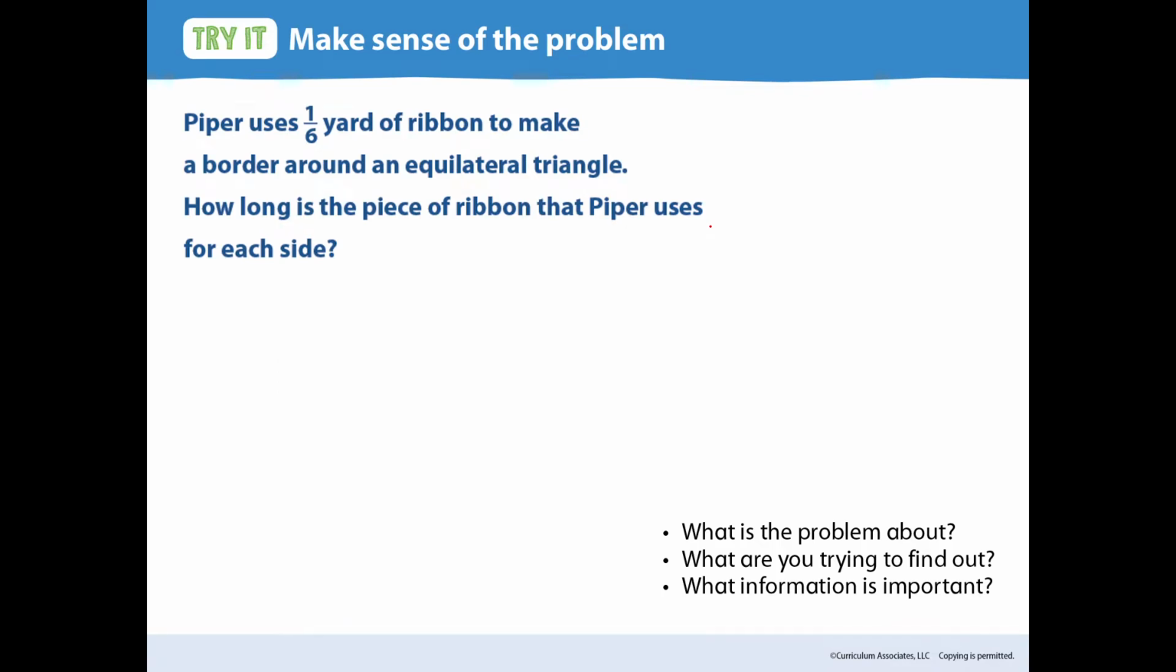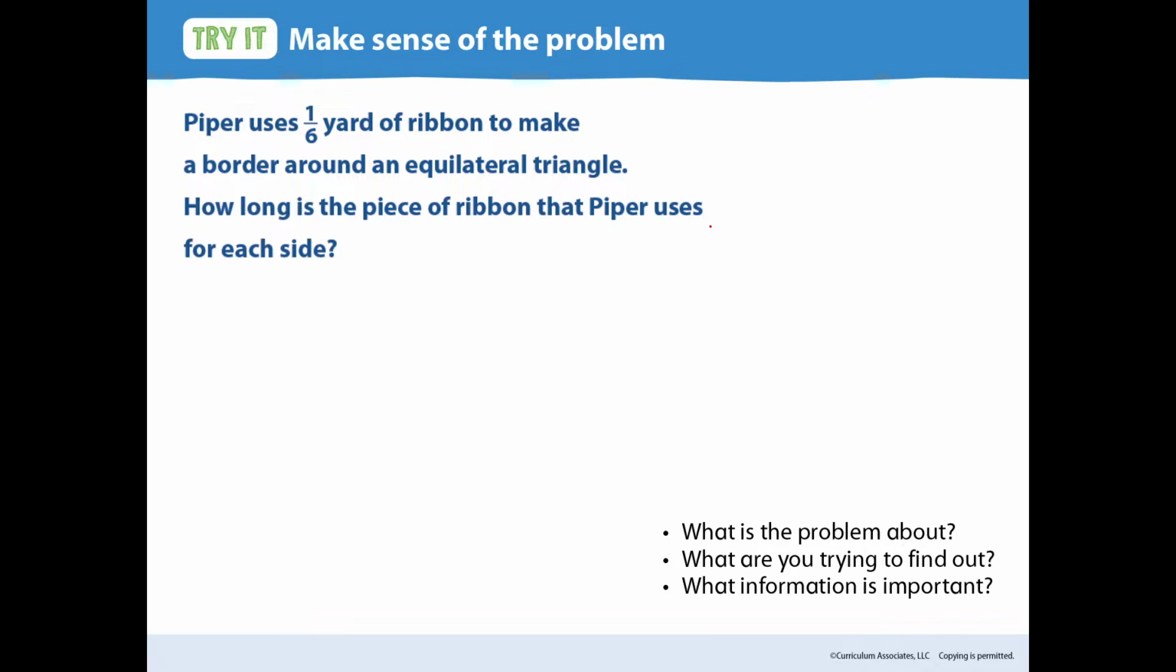Okay, this is the first problem in your book on page 475. Follow along with me as I read. Piper uses 1/6 yard of ribbon to make a border around an equilateral triangle. How long is the piece of ribbon that Piper uses for each side?